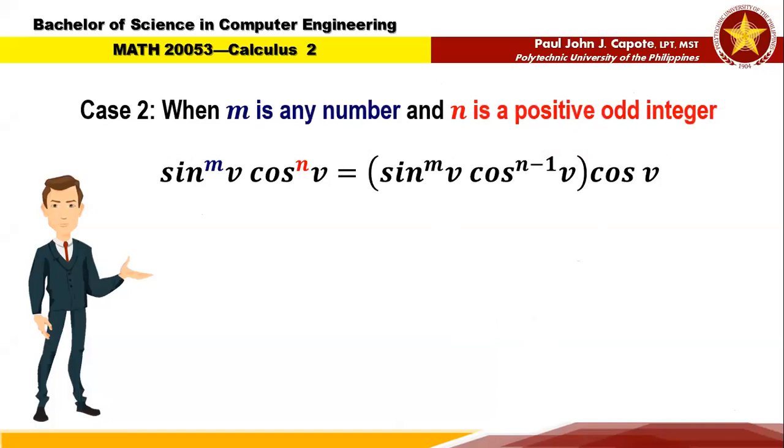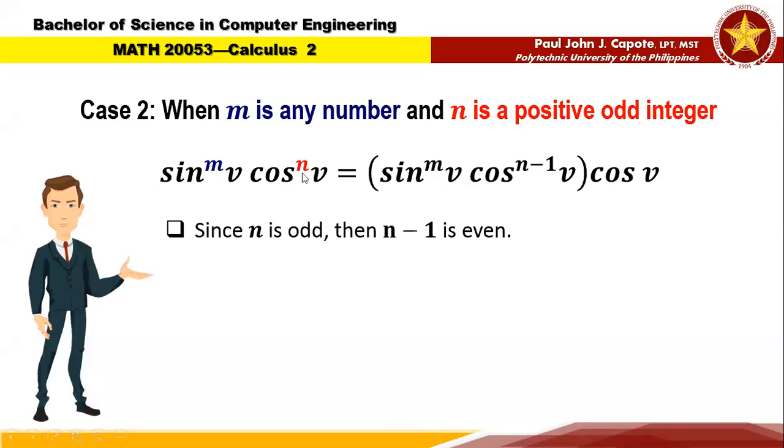Now let's have case number two. So case number two, given the general form of the integrand, sine v raised to m, cosine v raised to n, if the power of sine is any number and the power of cosine is a positive odd integer, then we will apply this equivalent expression.